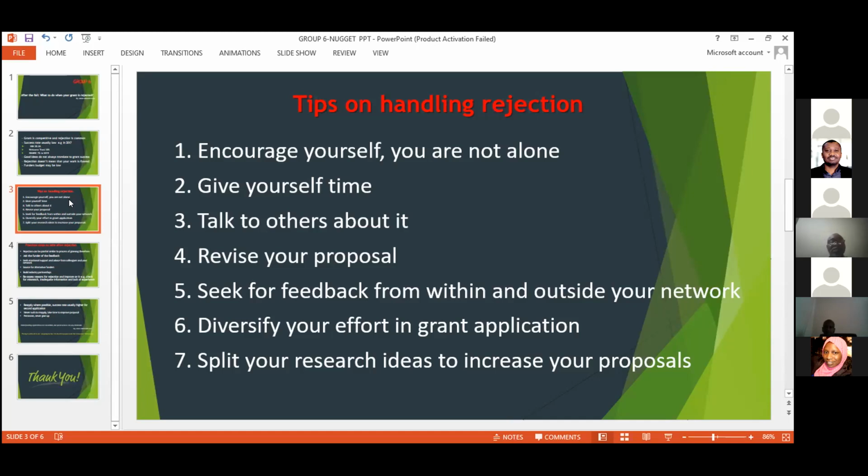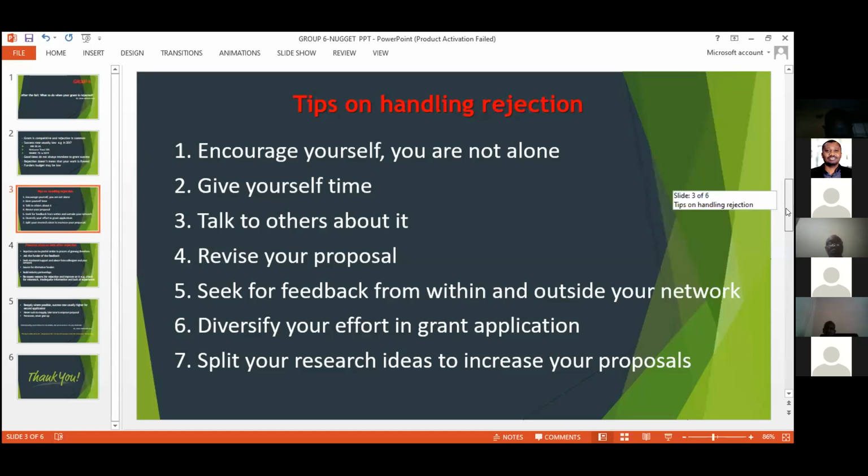Then go back to it and revise the proposal. You understand? Listen to the comments, pay attention to all the comments and the feedback. Make sure you do due diligence. Then seek feedback from within and outside your network. When you share it with relevant people, listen to their comments, harvest them, annex them together, and make sure you put all of them into the review. Then diversify your efforts in grant application as well. Don't always look at one source or one funder and keep facing that. Check with other funders and see if it can go.